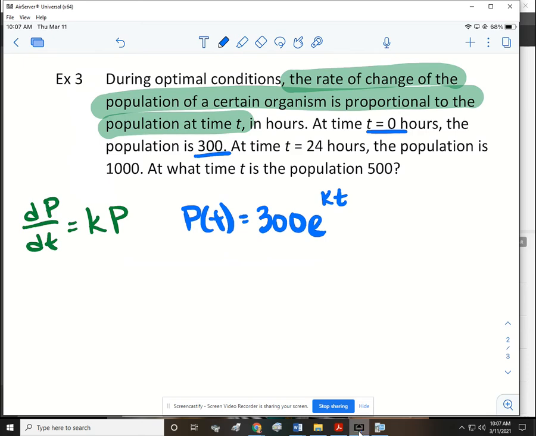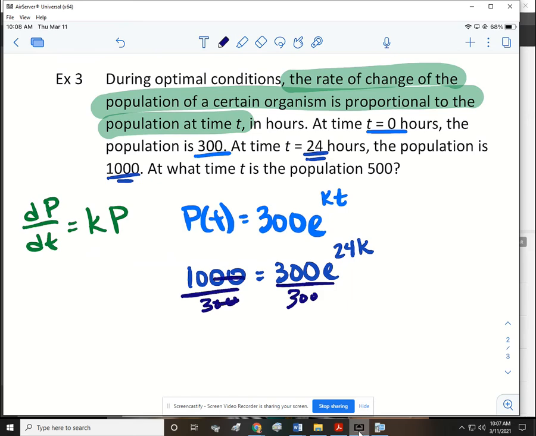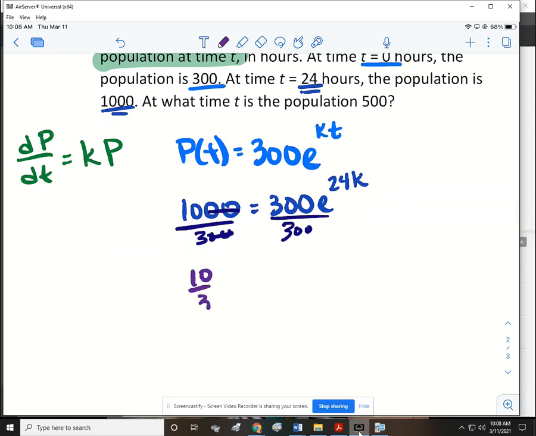We do not know k, but we need to find it. So we're going to use this other information that at 24 hours, the population was 1,000. So I would put 1,000 in for my P. I put 24 in for my t. Okay. Then we're going to solve by dividing by 300. All right, so that gives us 10/3 is equal to e to the 24k.